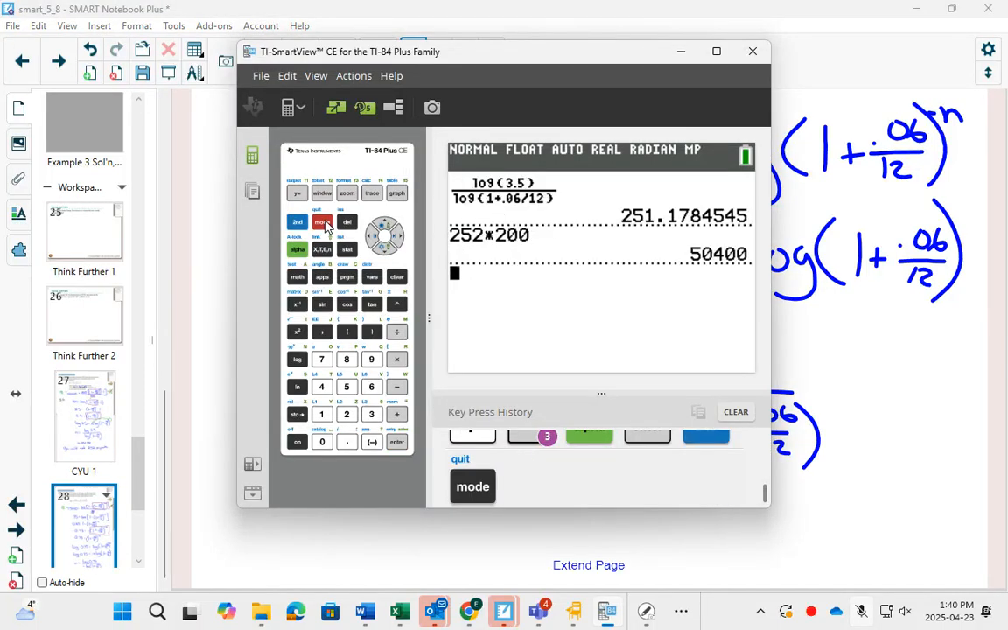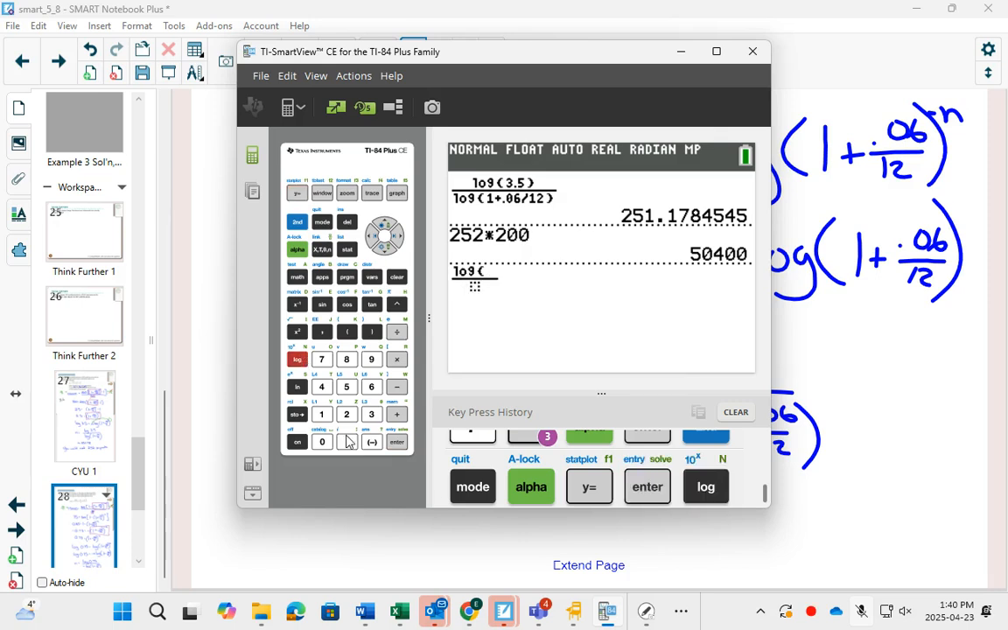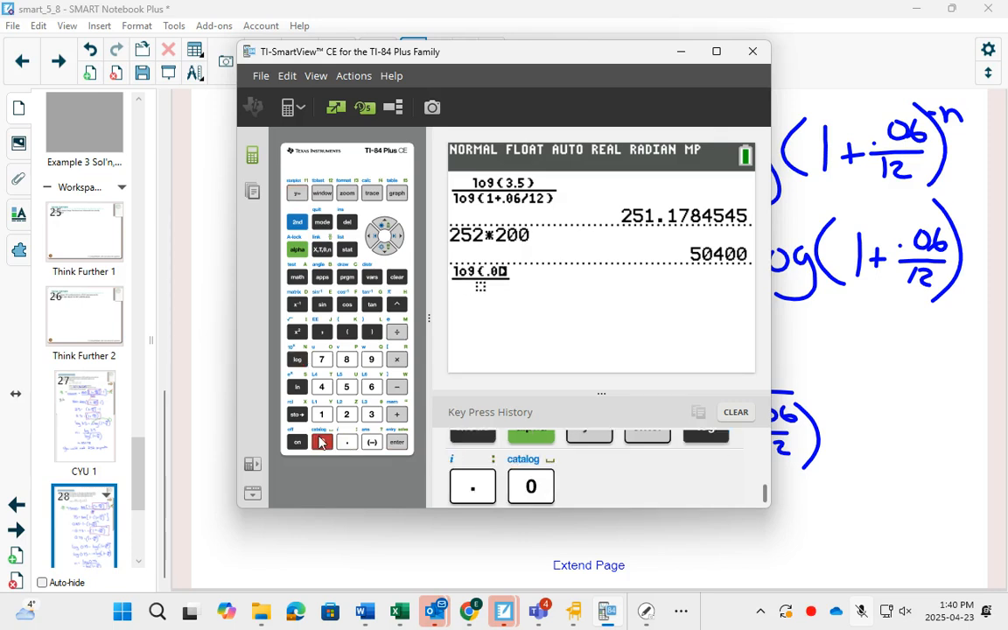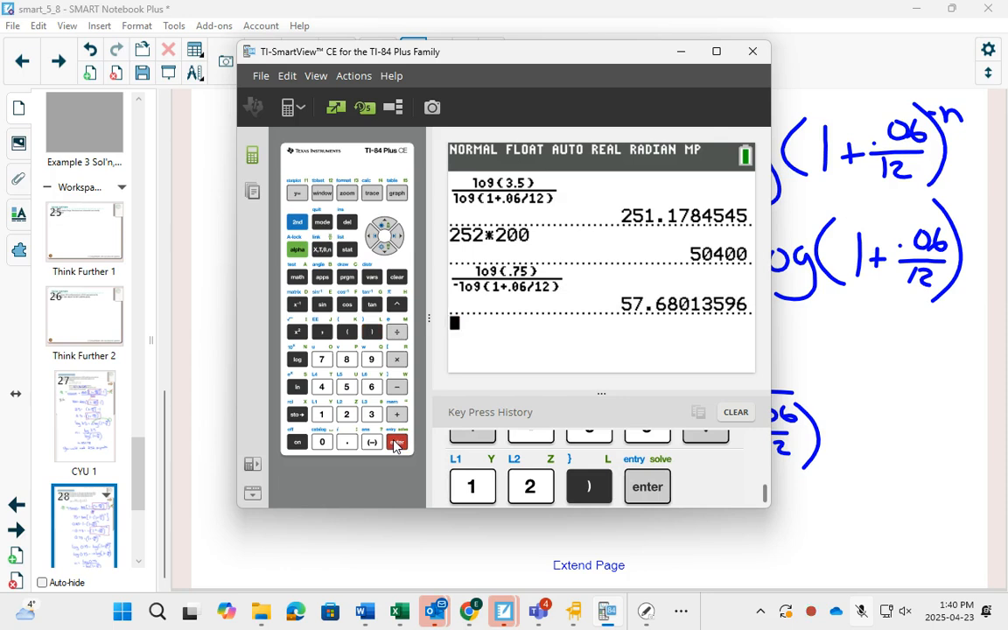Use my fraction button. Log of 0.75, divided by negative, make sure you use the negative sign, not the subtract sign. Log of 1 plus 0.06 divided by 12. 57.680. Again, I'll write 3 decimal places.